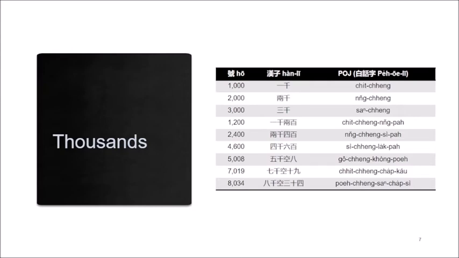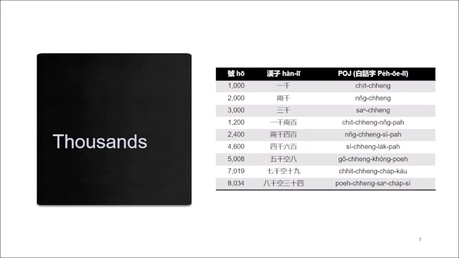So here we have chicheng. Then we have 2000, nung chiang. Then we have 3000, sa chiang. Then 1200 is chicheng nung pa. For 2400 we say nung chiang si pa.